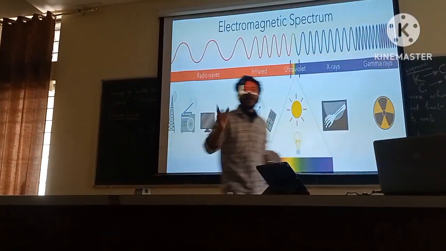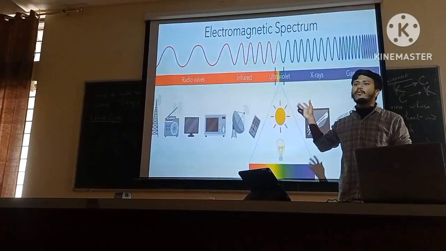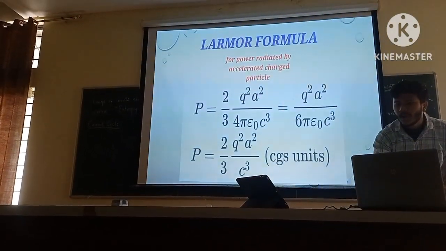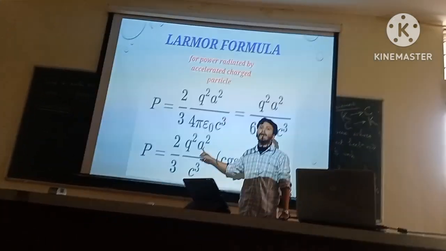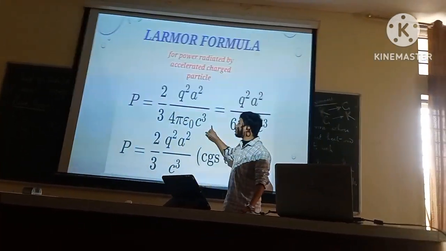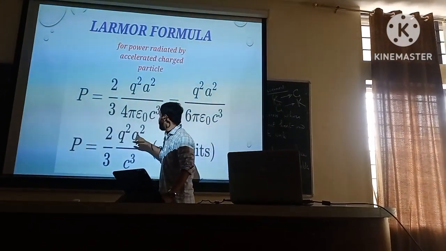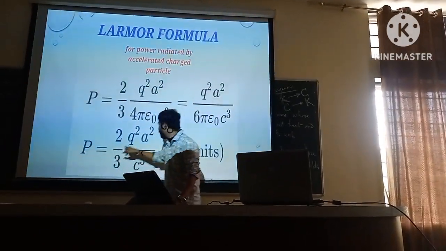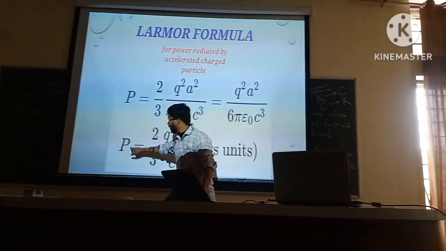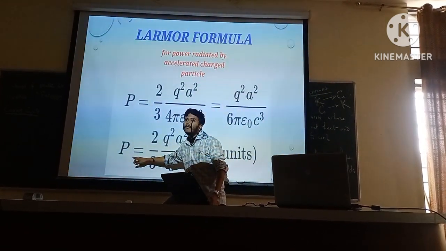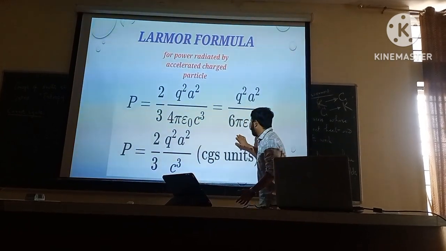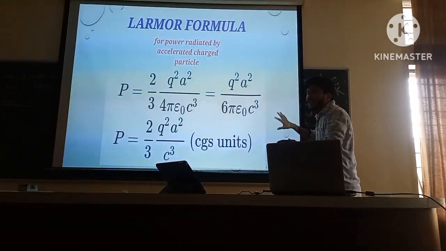So this formula is nothing but Larmor's formula. What does Larmor's formula tell us? The radiated power is proportional to the acceleration squared. If there is more acceleration, more power is radiated. If acceleration is zero, no power is radiated. If less acceleration, less power is radiated. It means less power gives radio waves, and more power gives gamma waves. So this is all about accelerating charge.